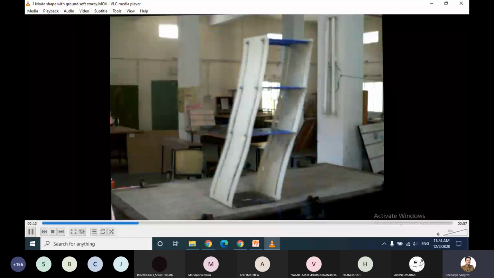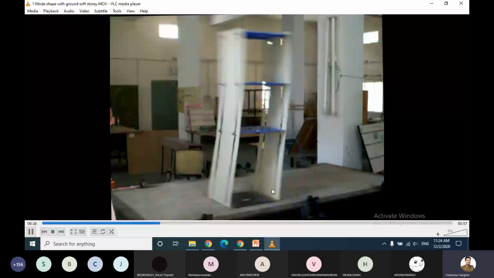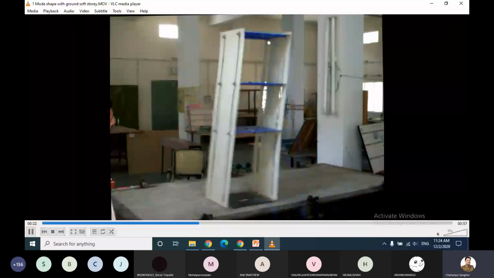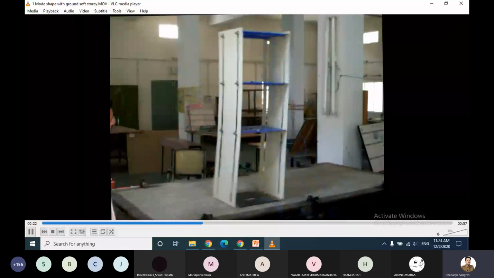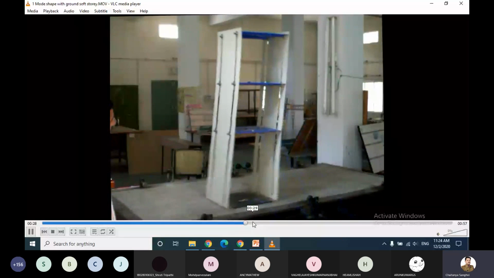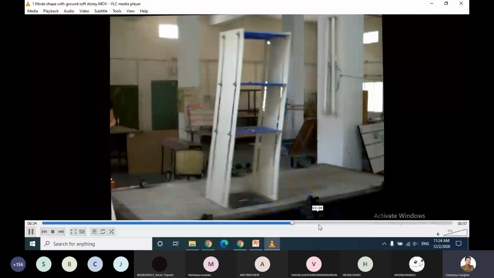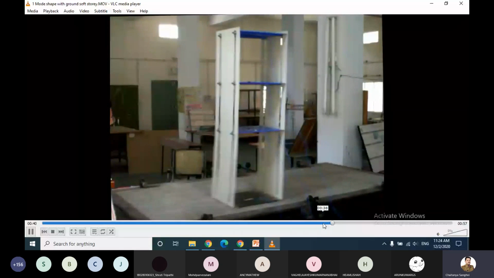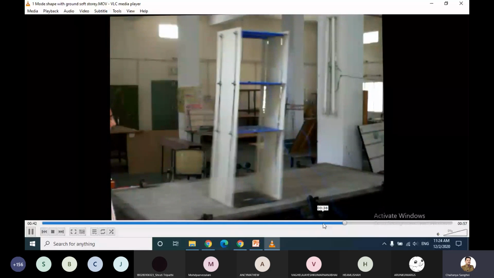Now when I increase the frequency, you see the deformed shape is changed. Now your structure is responding in a different way, right? So this is the second mode, third mode, something like that. Your structure is going to respond differently with the different frequencies.